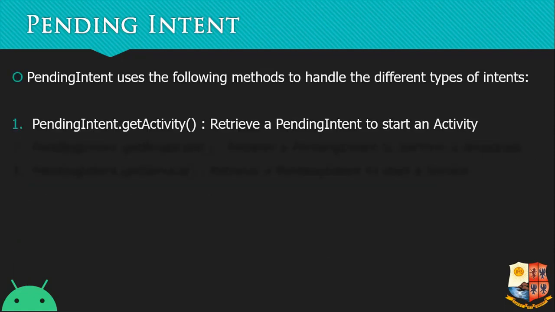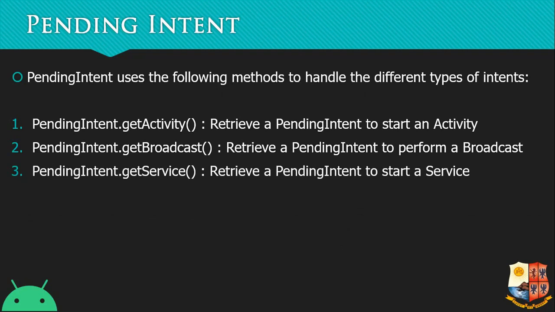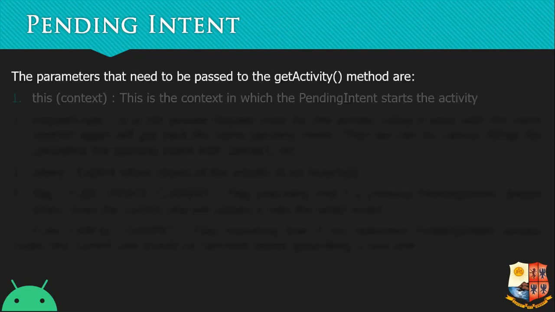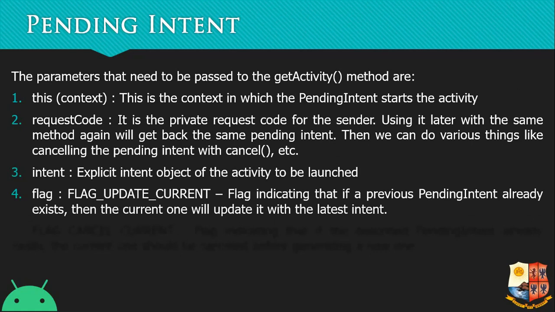Given getActivity, getBroadcast, getService, a lot of things can be done by a pending intent. Intent and pending intent I've already covered, but I'm revising this because I want this in the program. I've also told you the code which is supposed to be passed to a pending intent: the context, the request code of that particular pending intent, and which intent you would like to call in the future.